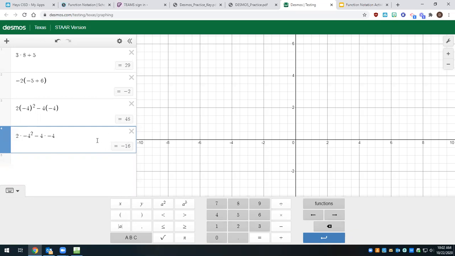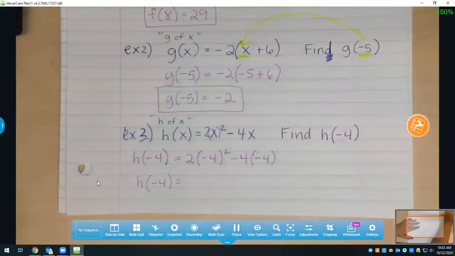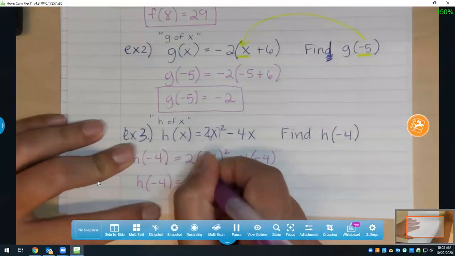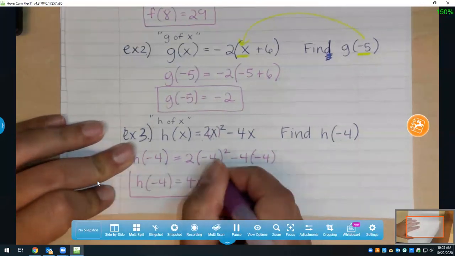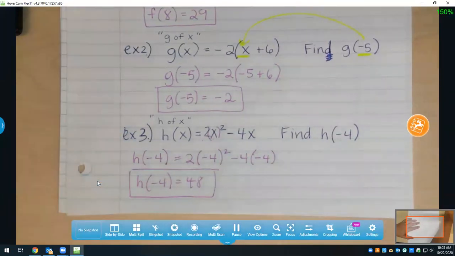So this is wrong, okay? We do not want to do this. This bottom one is wrong. The top one's what you got to do if you're typing it into DESMOS. All right, so 48. So before I show y'all how to do it with the calculator, a different way in the calculator other than just typing it in like that.